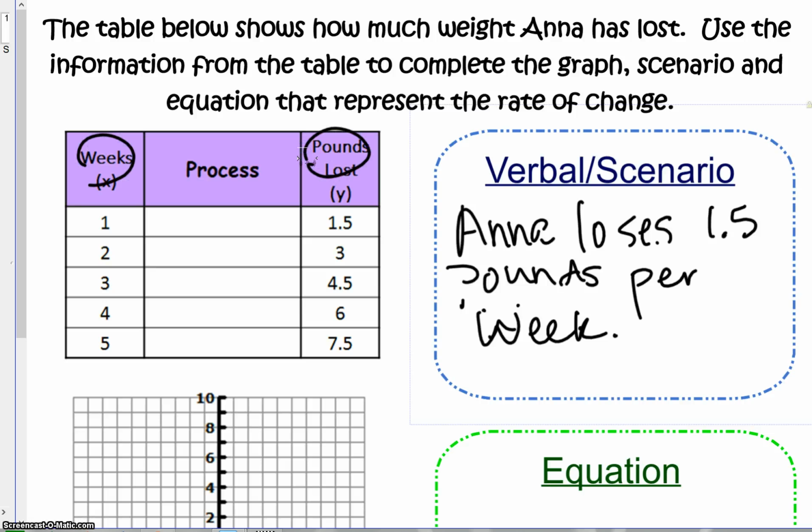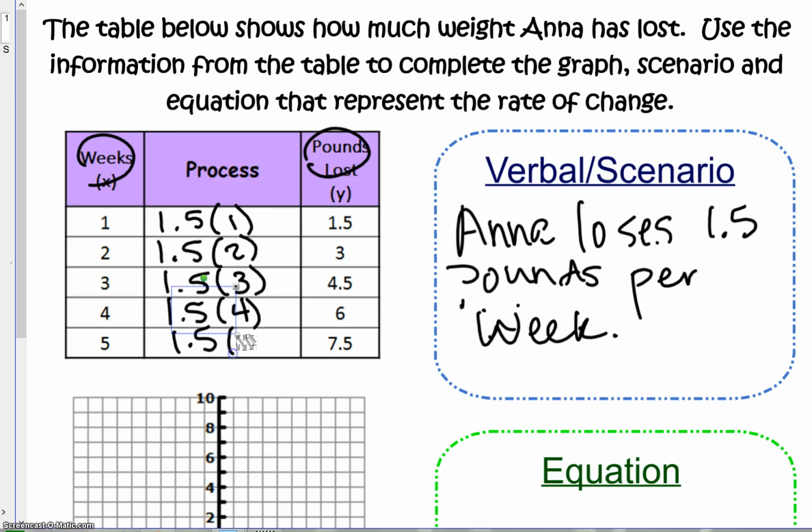So now let's talk about our process. How do we get from 1 to 1.5? Remember, always start with multiplication. 1 times 1.5 would get you to 1.5, but we've got to make sure it works all the way down. 2 times 1.5 is 3, it works. 3 times 1.5 is 4.5, so we can assume that it works. So 1.5 times 1, 1.5 times 2, 1.5 times 3, 1.5 times 4, and 1.5 times 5. And they work all the way down.